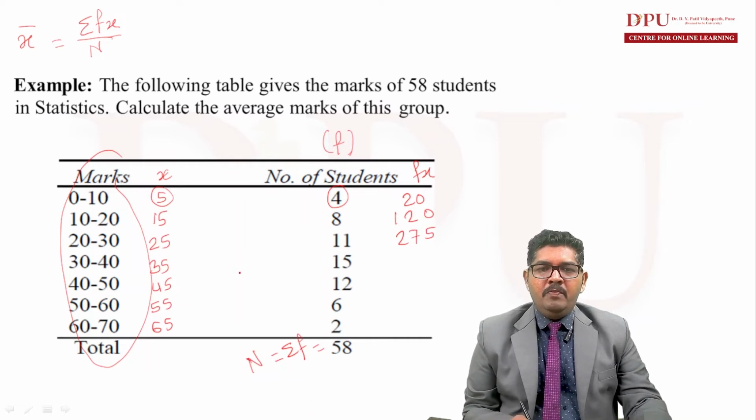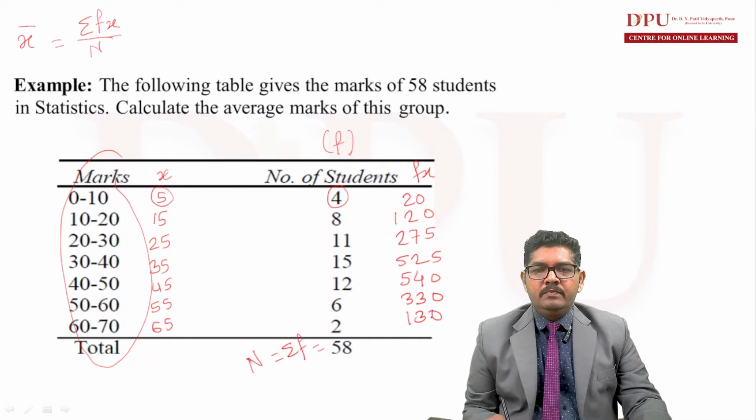Then 35 multiplied by 15, so this will be equal to 350 plus 175, 450, 525. Then 45 multiplied by 12, so 450 plus 90, this will be 540. Then 55 multiplied by 6, so 50 multiplied by 6 is 300, so this will be 330. And 65 multiplied by 2 is 130. So this is how we can calculate fx.